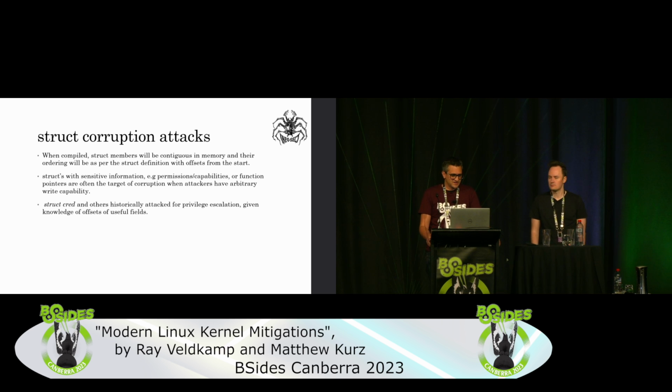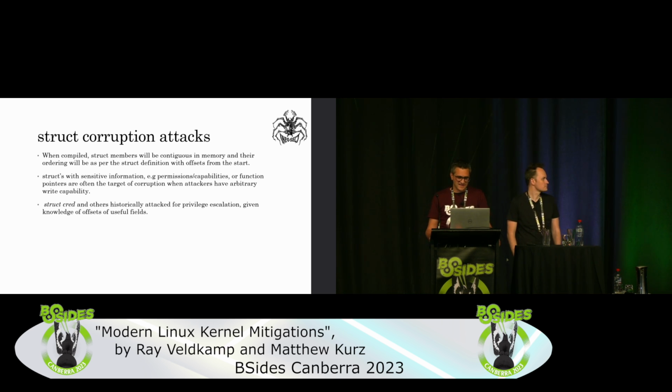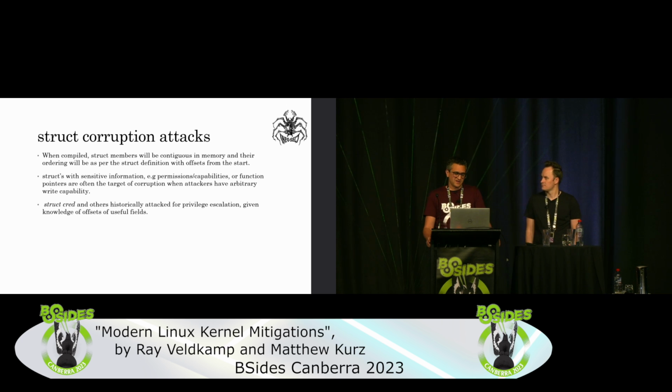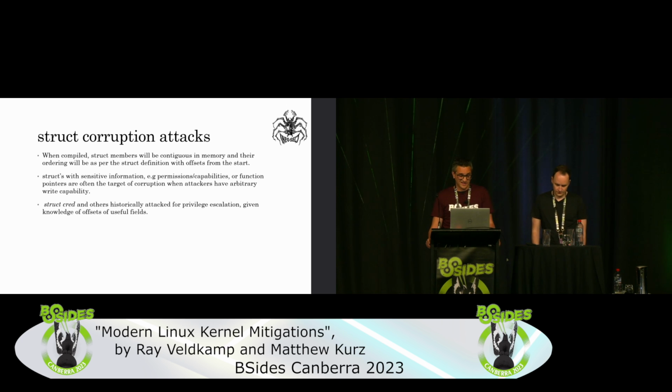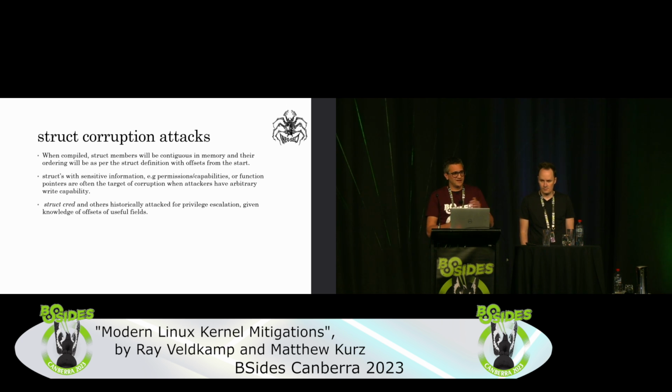Structs with sensitive information, such as capability sets, user IDs, or function pointers, are an attractive target for corruption if an attacker has arbitrary write capability. There's a history with struct cred and a bunch of other task structs being corrupted for the purpose of privilege escalation. Given you know the offset of the sensitive field in the struct, corrupting that could give you increased privileges.